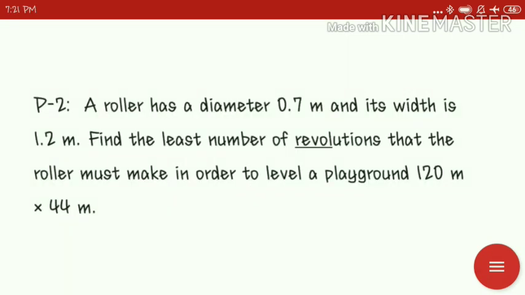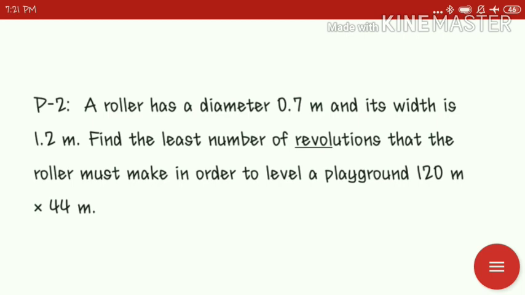In problem number 2, you can see a roller has a diameter of 0.7 meter and its width is 1.2 meter. Find the least number of revolutions that the roller must make in order to level a playground 120 meter by 44 meter. I hope you have an idea of the roller, how it looks. You know that it is a cylinder, of which the diameter is 0.7 meter and width is 1.2 meter.